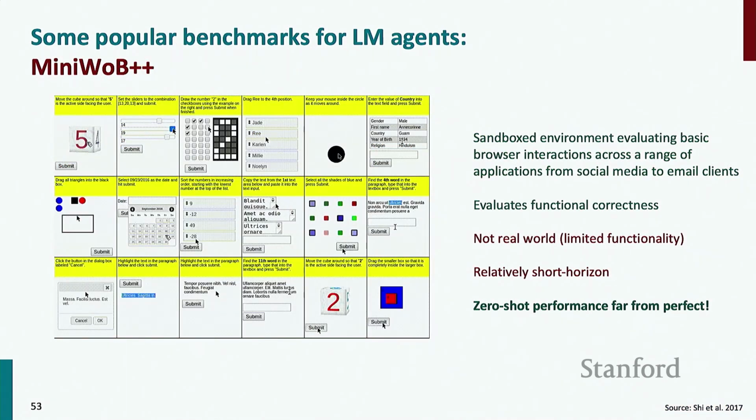Okay, so now I'm going to give a little flavor of what different environments look like for evaluating language models as agents. So the simplest environment that people consider is MiniWob. This is a sandboxed environment that evaluates basic browser interactions, like maybe on a mini Twitter environment, can you get a language model to retweet a given tweet? Given a simulated email client, can the model forward someone's email? Can it compose an email? Can it click on certain buttons or not?